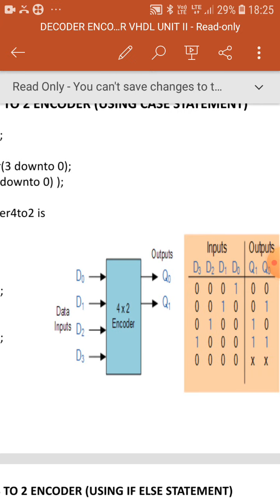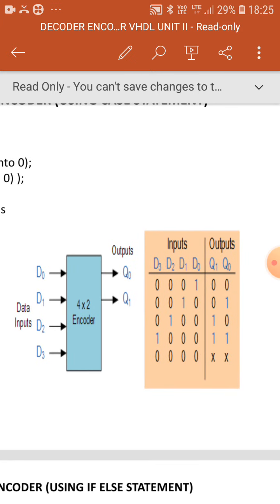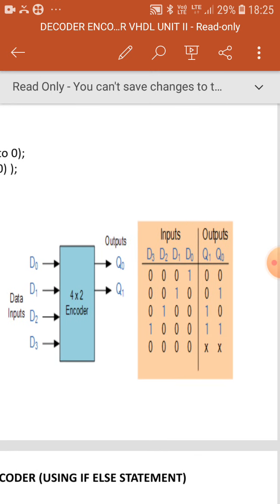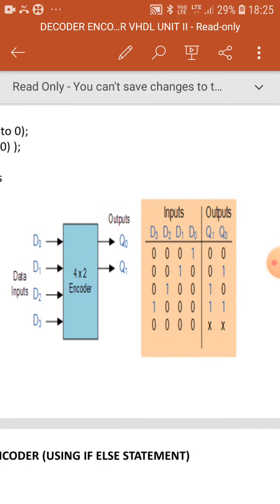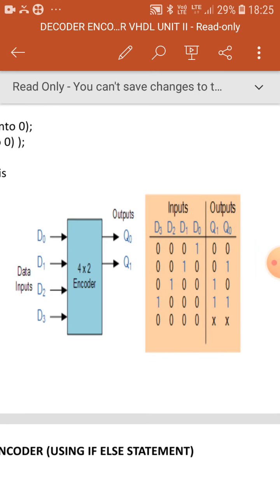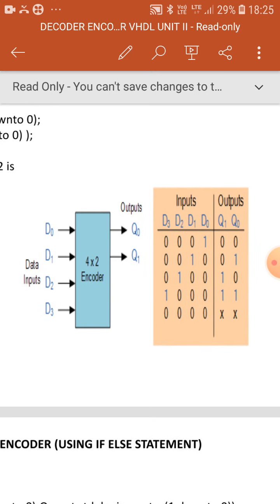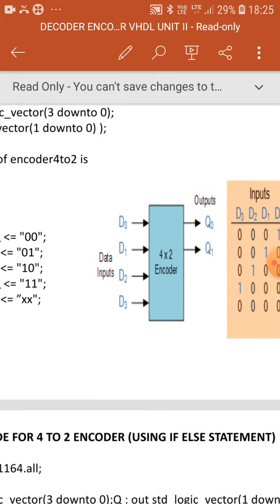Okay. If D0 is equal to 1, the output will be 0 0. The binary value for 0 is 0 0. The binary value for 1 is 0 1. The binary value for 2 is 1 0. The binary value for 3 is 1 1. Okay.